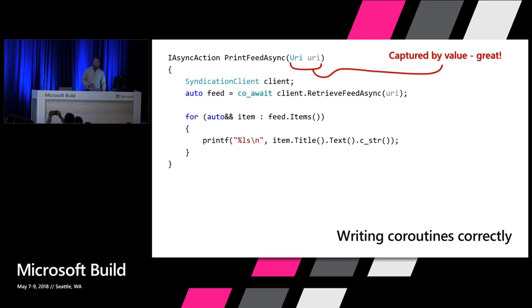So if you're used to lambdas by now, you recognize that a lambda may be taken out of context, and you want to make sure that that executes reliably. Same story here, pass by value for coroutines.